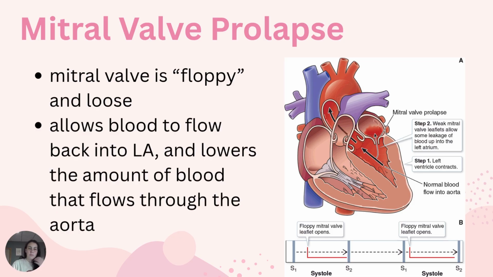Severe mitral valve prolapse can cause coronary insufficiency, which causes ischemia. So then you're going to have angina pectoris, some dyspnea, stuff like that.